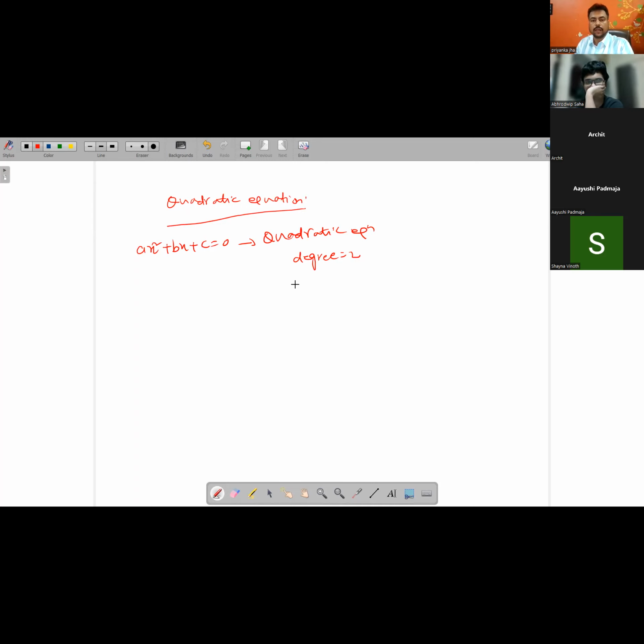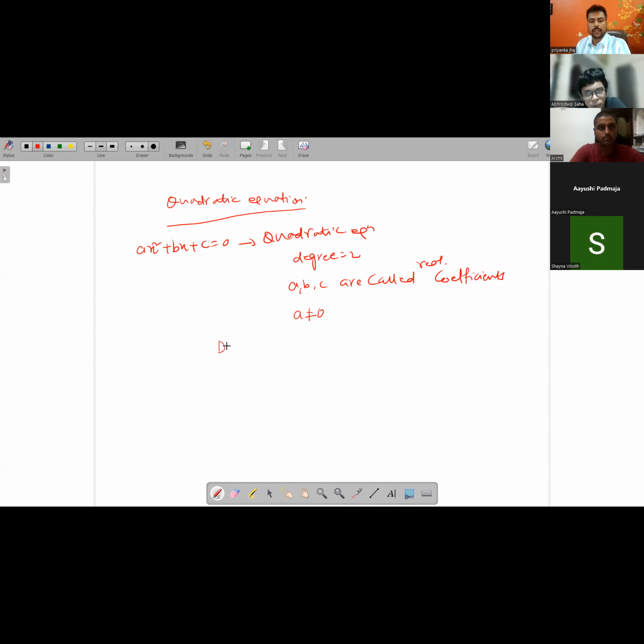And a, b, c are called coefficients. We are talking about a real quadratic equation, so these are real coefficients. And a cannot be 0, because if a becomes 0, this term will vanish and it will no longer be a quadratic equation, right? So a cannot be 0.